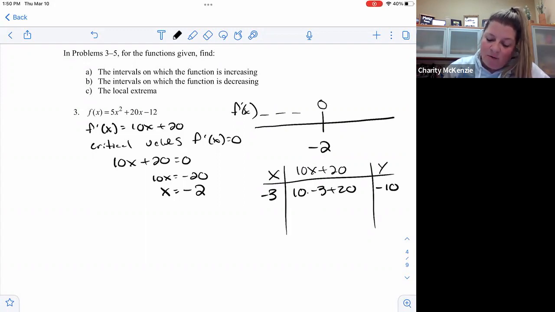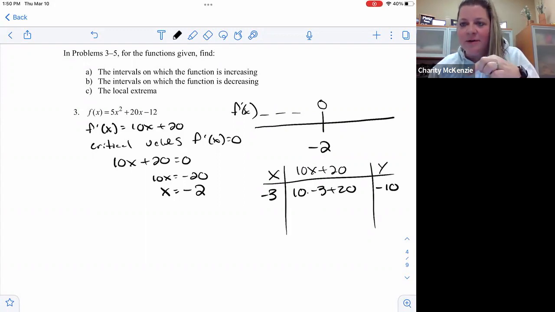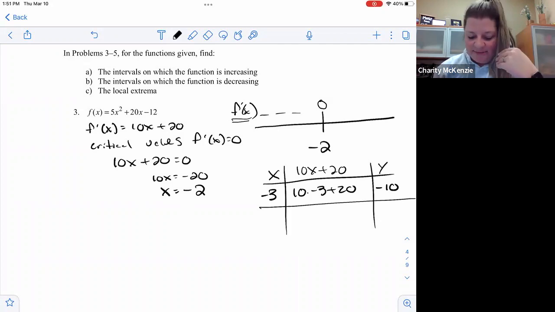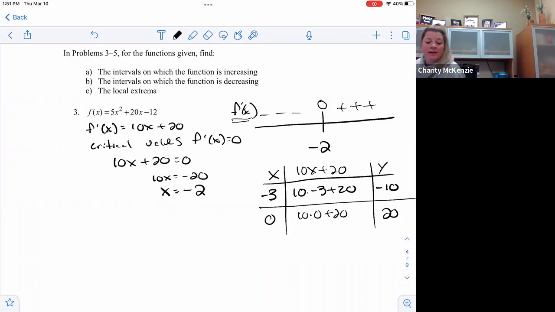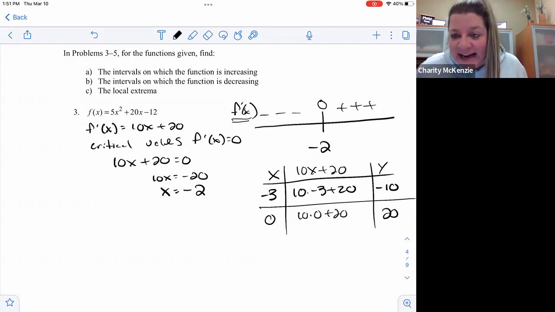-2 is a 0 because it is a critical value. Derivative equals 0. This sign chart's of the derivative. Then I put in a value above -2, like maybe 0. You could do -1, whatever you want. 10 times 0 is 0, plus 20 is 20. So this one came out positive. Okay, so with this one, we went from negative to positive, and we had that critical value at -2. So we do switch from negative to positive.